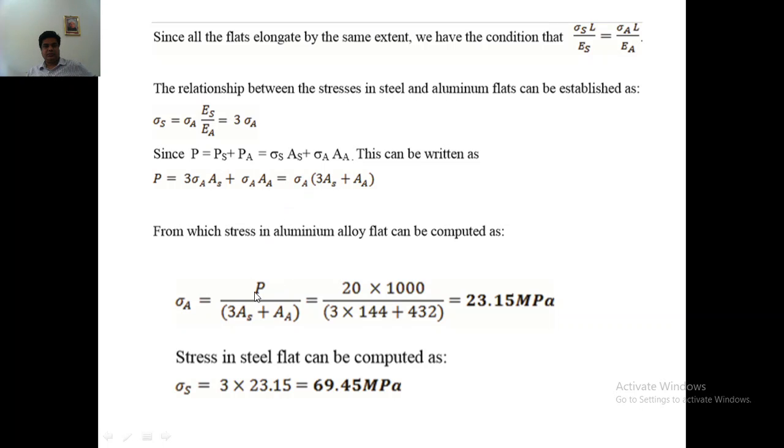Just substitute the values, taking the value of P and the areas, and you will get it as 23.15 megapascal. Similarly, when the stress in the aluminium is known, by using this relationship we can calculate the stress in steel. So this is the stress in steel, 3 times the stress in aluminium.